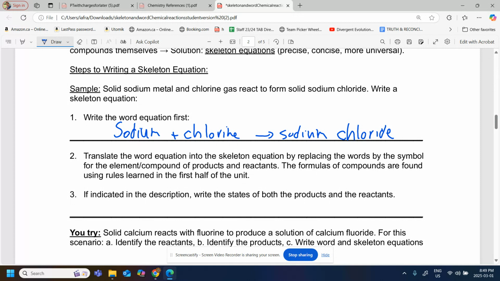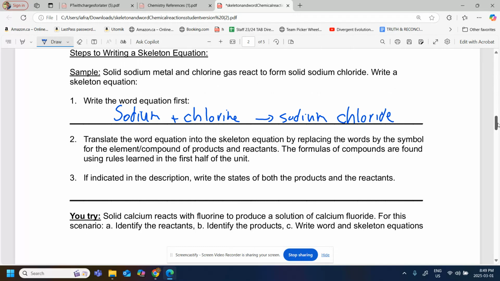Now notice in the word equation there's no states, but in the skeleton equation we will have to put states. So we're just going to translate everything that we have in a word equation to a skeleton equation. And we'll see if we have any state information. Usually state information is given to you in the question. If it's not, there's some key points you have to remember. So our first one is sodium. Sodium, we'll notice it says solid. So sodium, and we can put a little s. Plus, next we have chlorine.